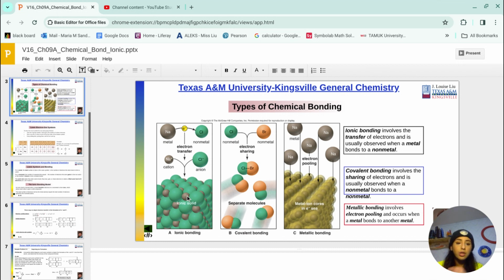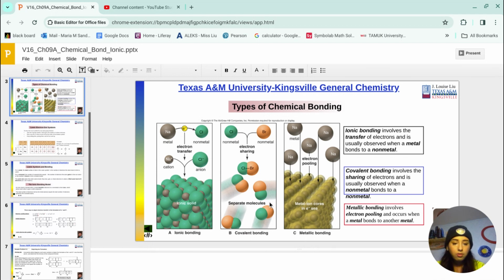Moving on, there's covalent bonding, which involves the sharing of electrons and is usually observed when a nonmetal bonds to a nonmetal. Here in figure B, you can see the nonmetal Cl and the nonmetal Br sharing electrons, forming ClBr. They are separate molecules, and each has a Cl and a Br, and they're kind of just going off. It looks like they might be a gas at this point. And that's our covalent bonding.